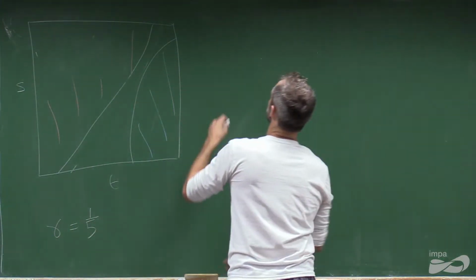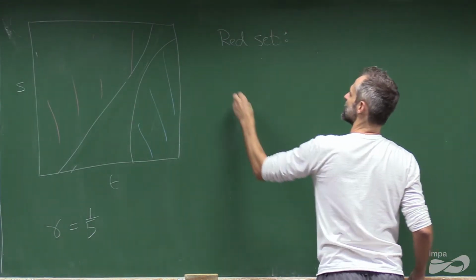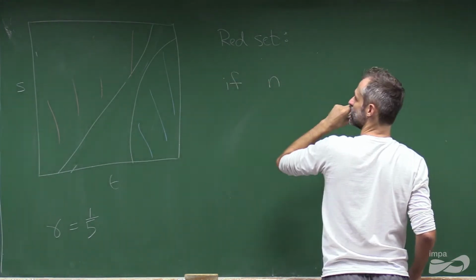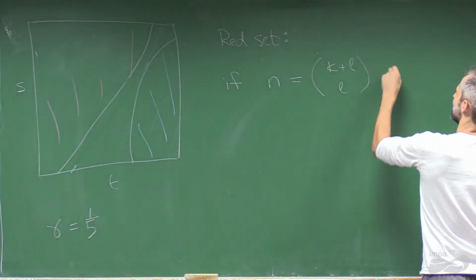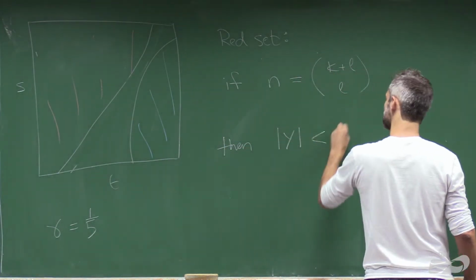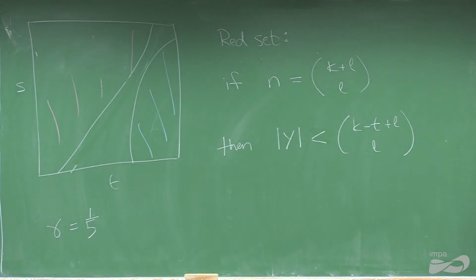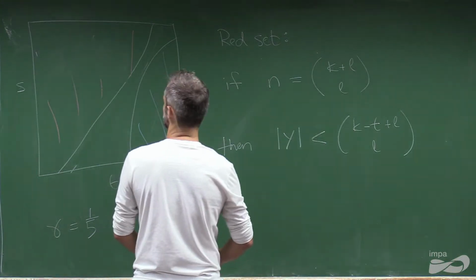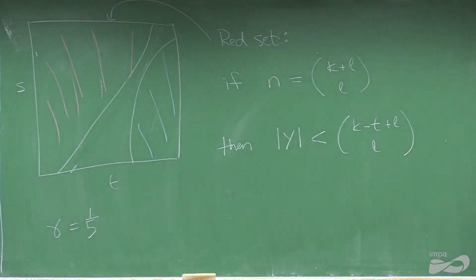So what is the definition of the red? The red set says if n equals k plus L, choose L, then y is less than k minus t plus L, choose L. Sorry. Right. Okay? So that's the definition of the red set in this picture. Let's just take a second to make sure everyone's happy with the definition. Does it make sense?